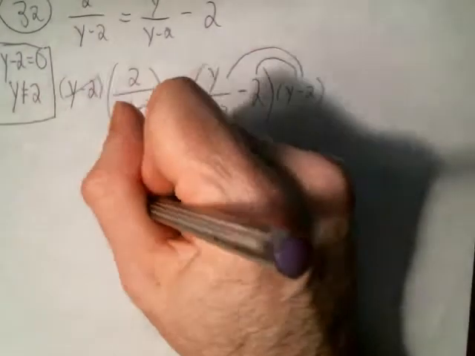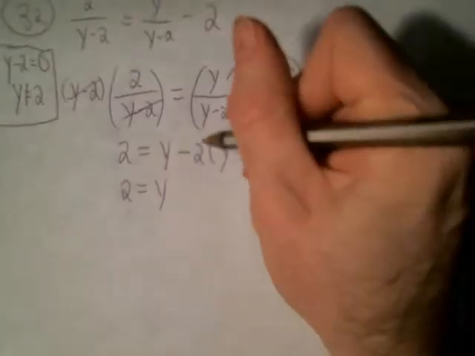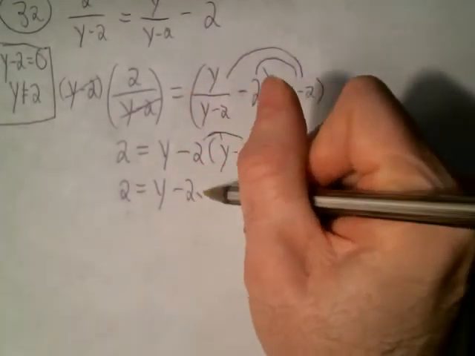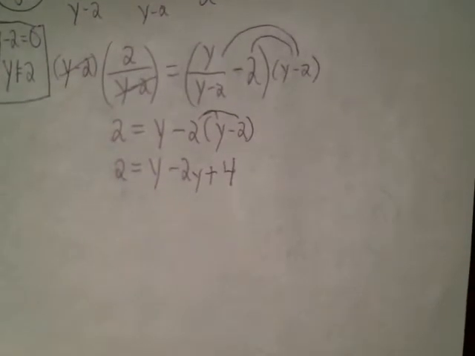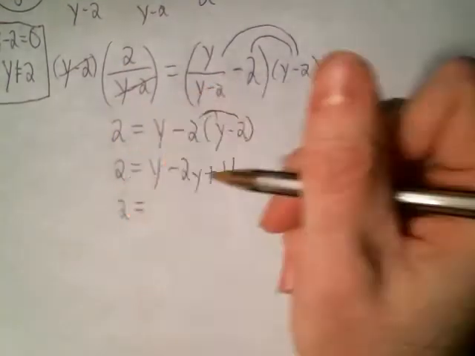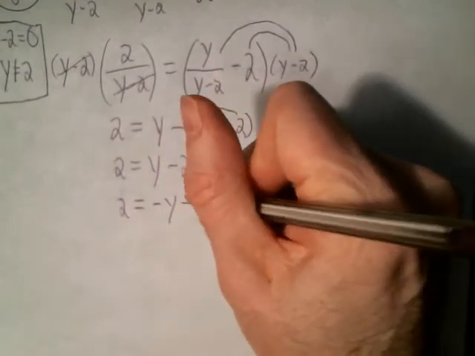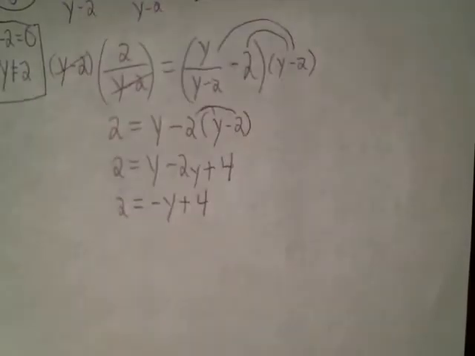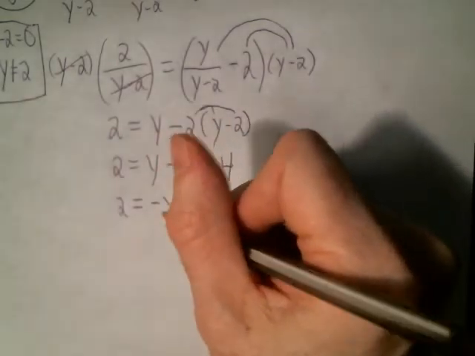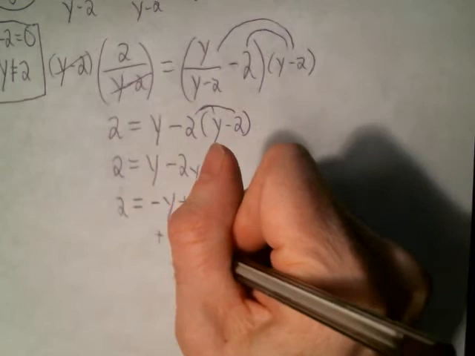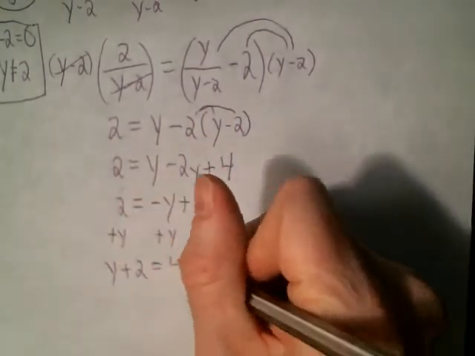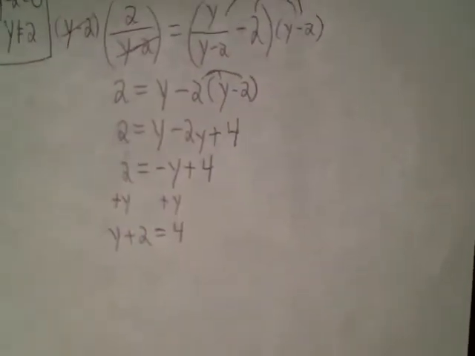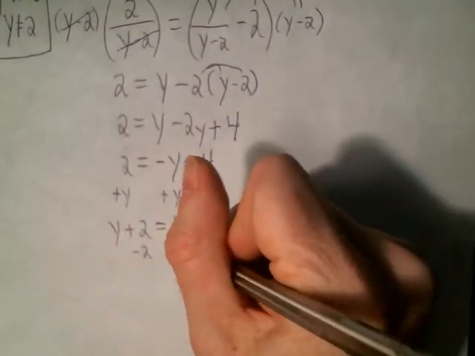So I need to clean this up. It's 2 equals y, distribute again, so minus 2y plus 4. Simplify. So y minus 2y is minus y plus 4. I'm going to add this y to this side. So I have y plus 2 is 4. And then finally subtract 2 from both sides, and I got it.